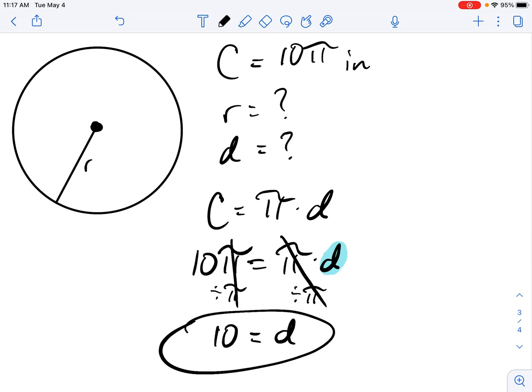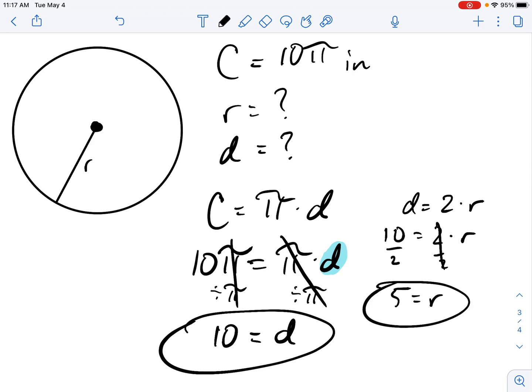And remember that the diameter equals 2 times the radius. So 10 equals 2 times something, right? Now you could do this in your head, I know, but if you want to use algebra, you undo times 2, so you divide by 2, and you're left with 5 equals the radius. And that's how you solve it.